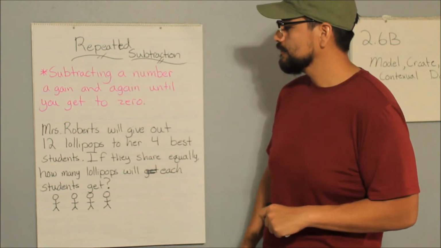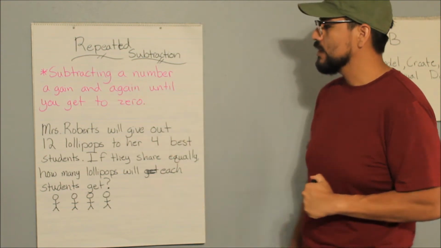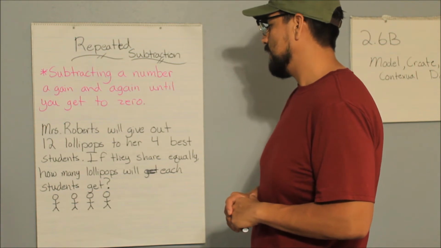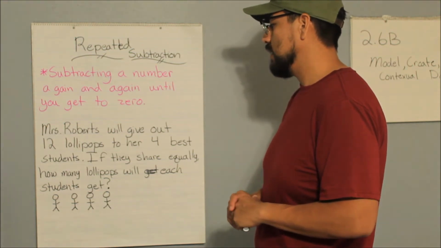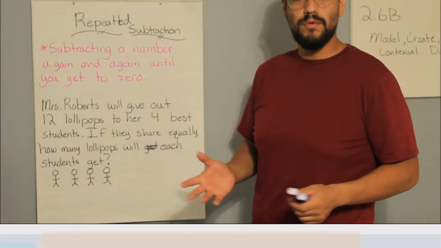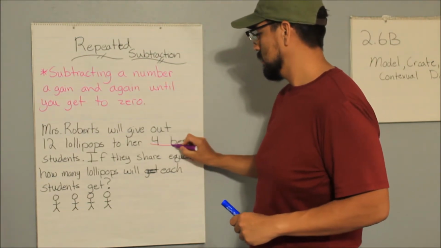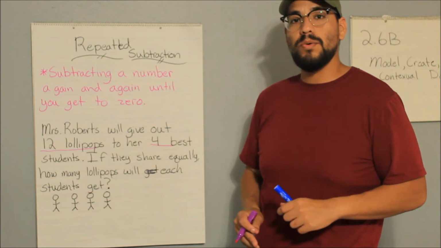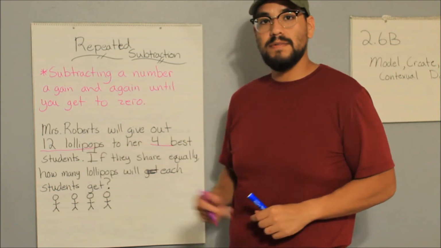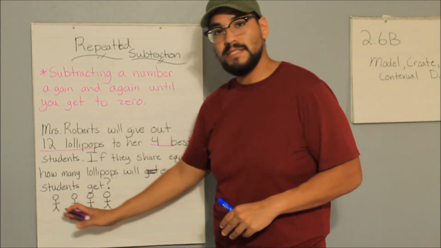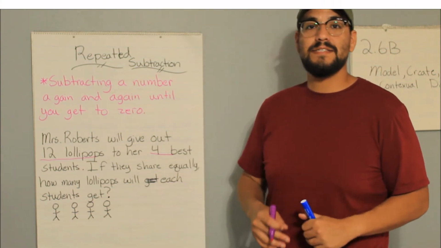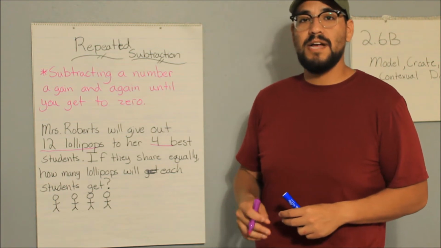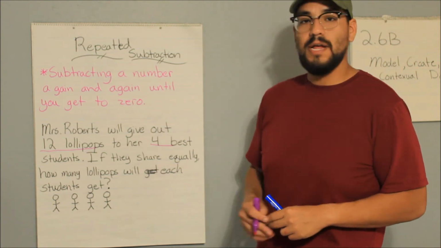Miss Roberts will give out 12 lollipops to her 4 best students. If they share equally, how many lollipops will each student get? So we have 4 students. We have 12 lollipops. My kids are already down here. They represent my equal groups. I know that I have 12 lollipops, so I can give 1 to each kid until I get to however many under each kid tells me how many lollipops each child's going to get. So let's do that.